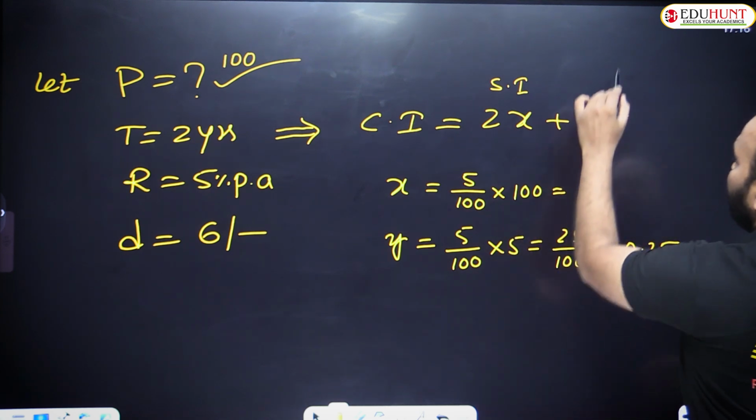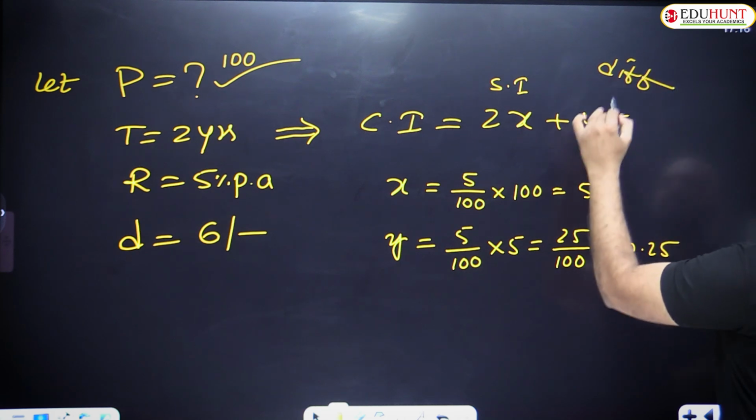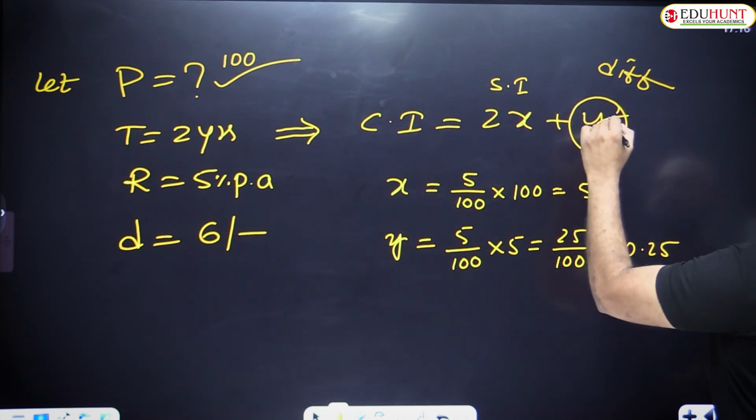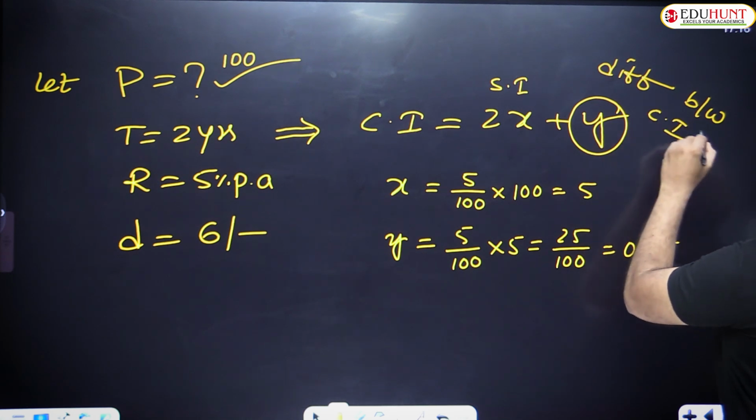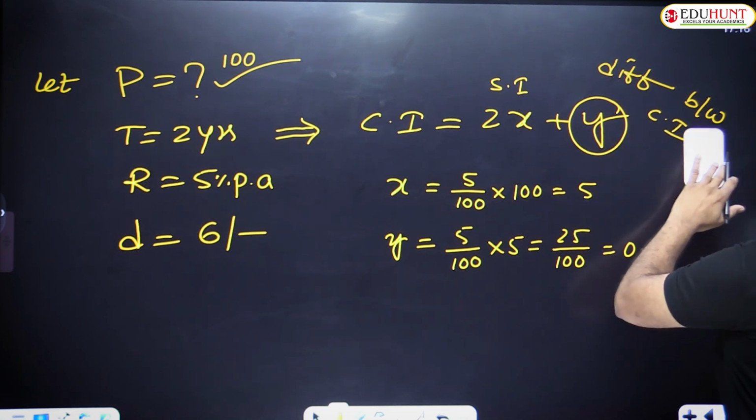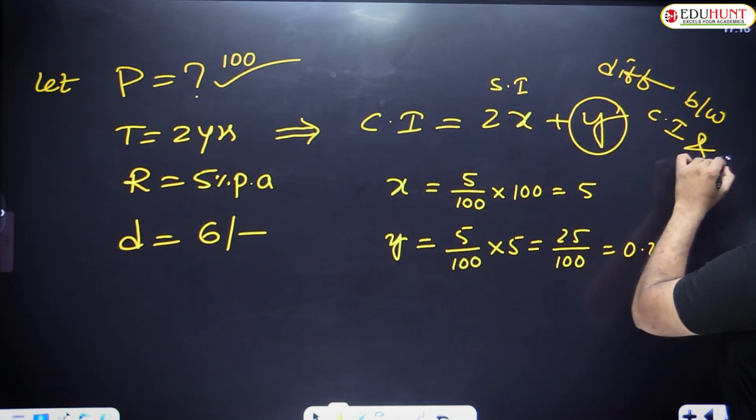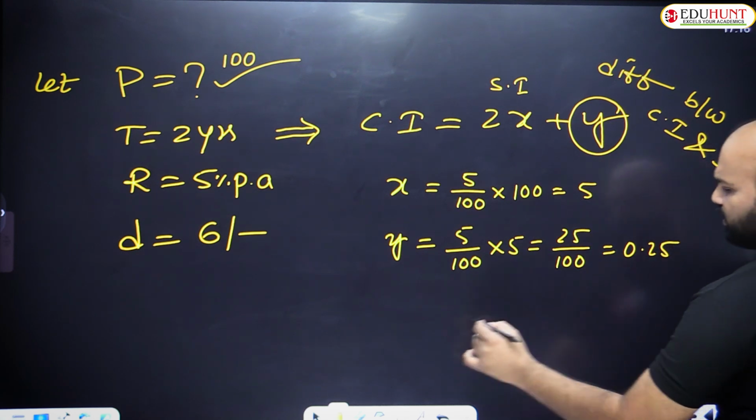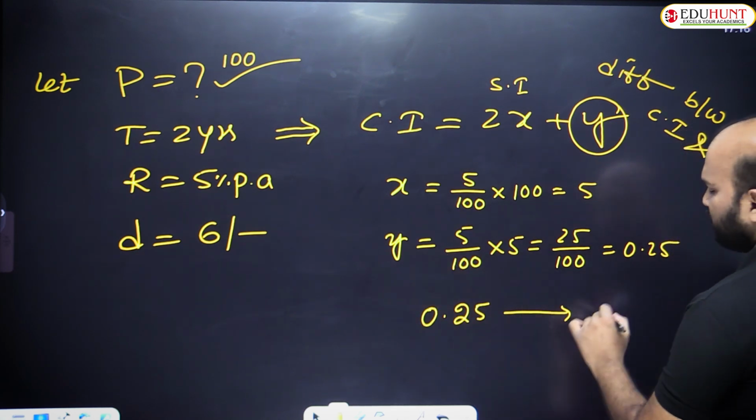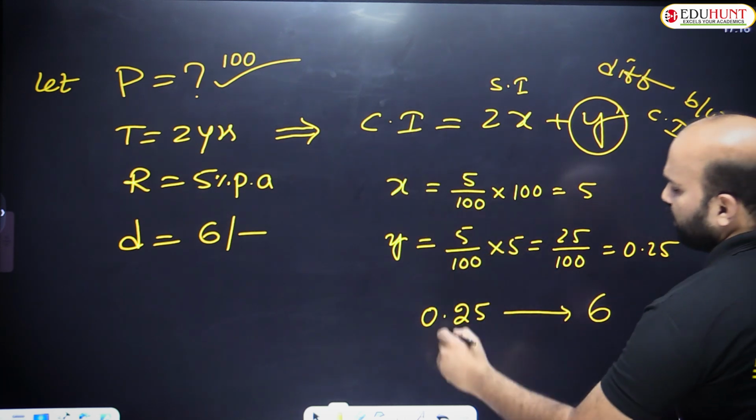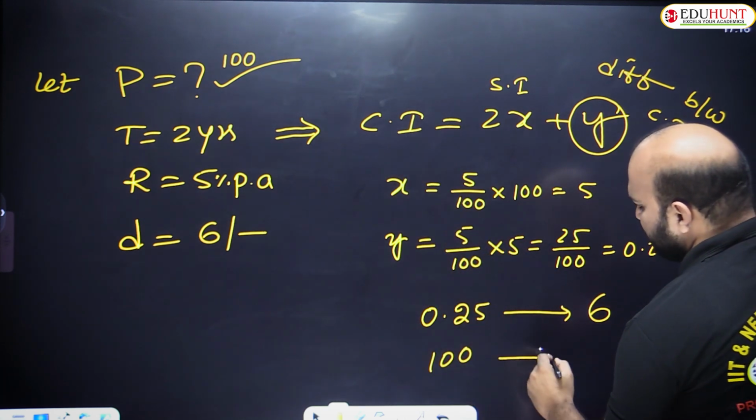So here y stands for what? Difference between compound interest and simple interest. So how much are we getting? 0.25. The value how much given in that question? 6 rupees. But what am I asking? Principal, nothing but 100, already taken 100% value.